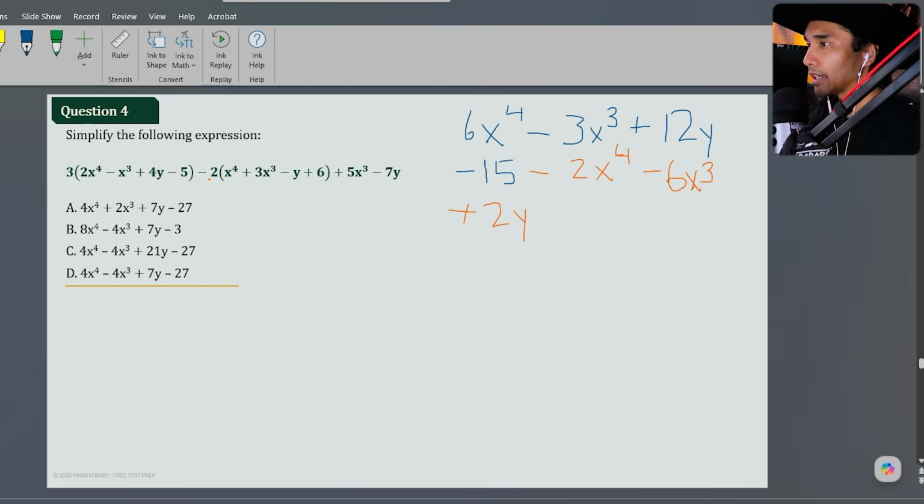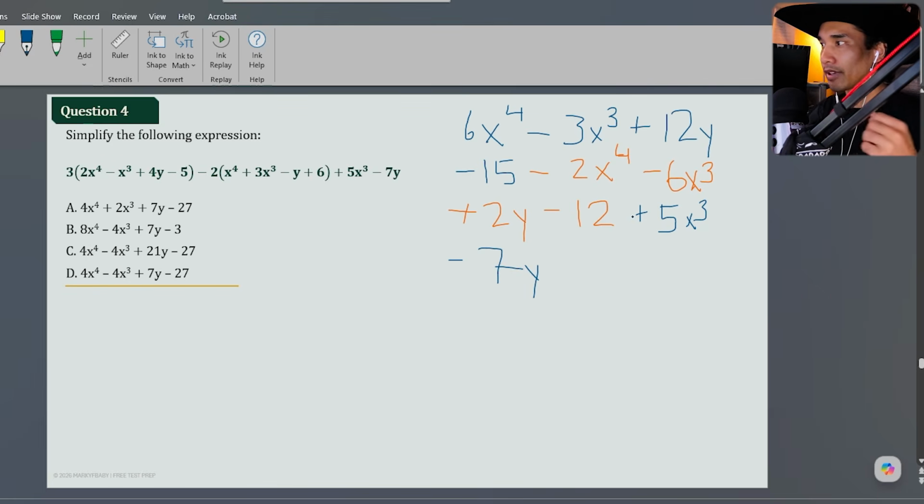And then what is negative 2 times positive 6? Well, that equals negative 12. Okay, we got that out the way. And then we carry over the rest of the equation, and I'm just going to rewrite that in blue. All right, we got everything.